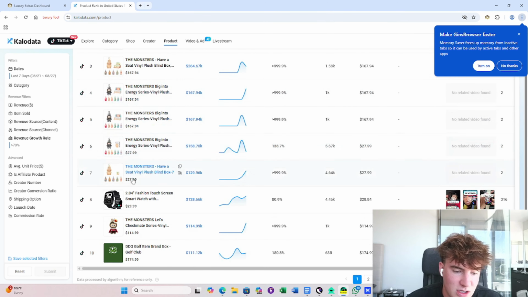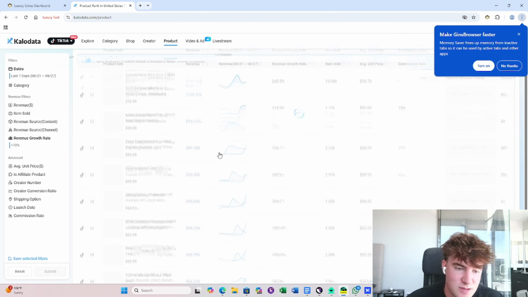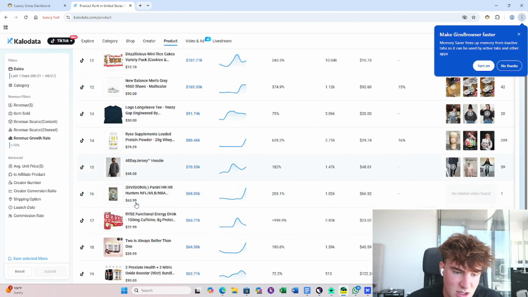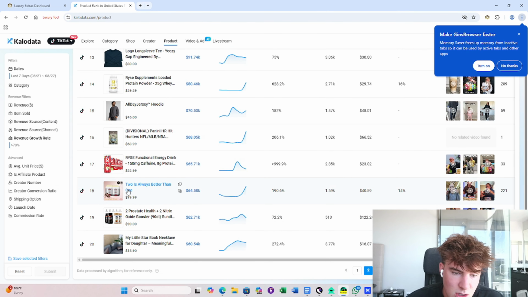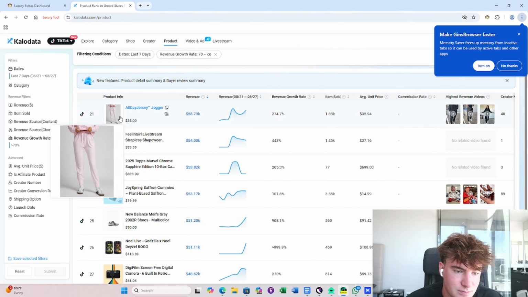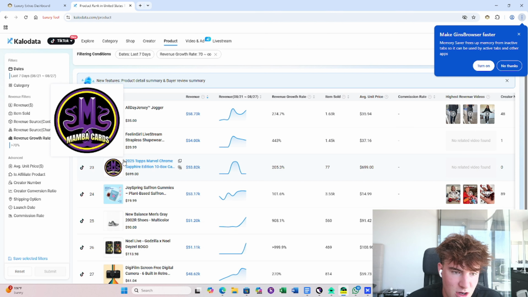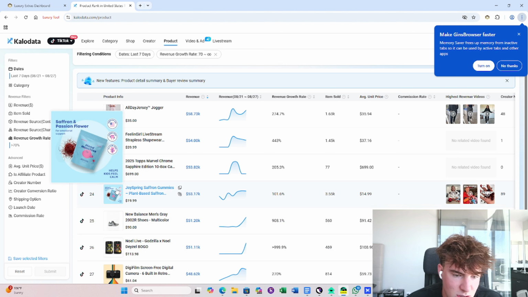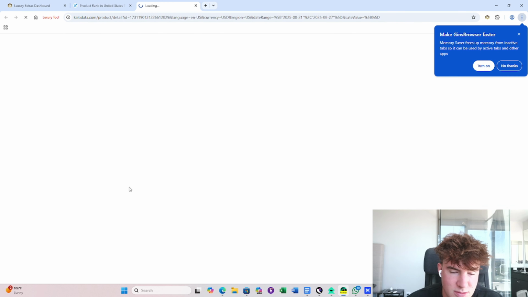And then basically what I'm doing is looking for stuff that catches my eye. Catching my eye off the bat, I'm reading all this description, seeing what it is. Two is always better than one. I've seen that product before. That product's not very good. But yeah, I'll basically just hover over these images, looking for stuff to run. So what's this? Is this some type of supplement? So I'll click on this. It's been trending up recently.